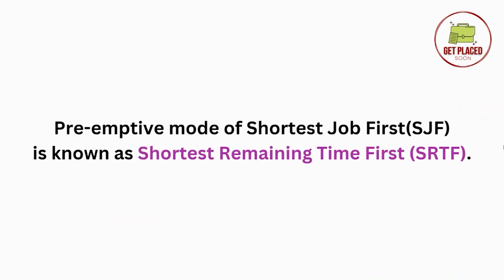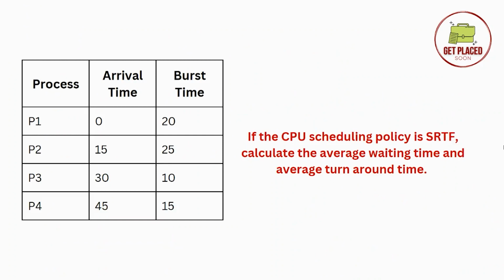Moving ahead, let's start with today's video. Today's video is the preemptive mode of shortest job first, that is the shortest remaining time first scheduling algorithm. In the example we are going to discuss, we have 4 processes P1, P2, P3 and P4. We have their arrival time and burst time, and we are supposed to calculate their waiting time and turnaround time.